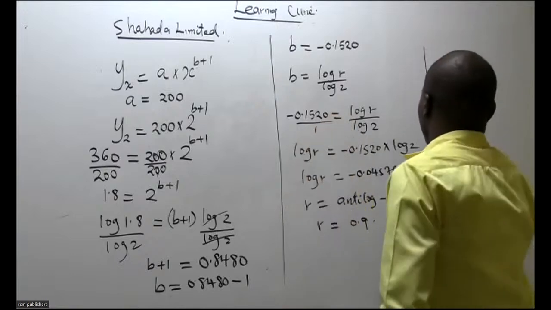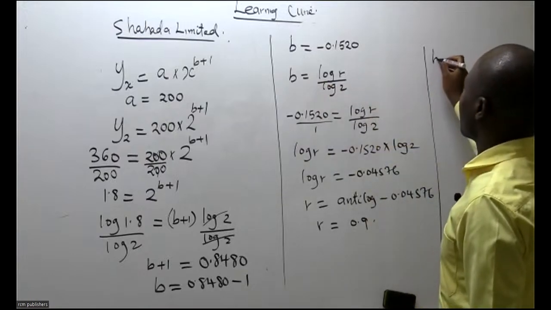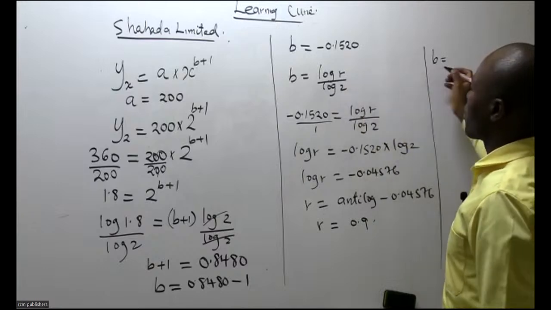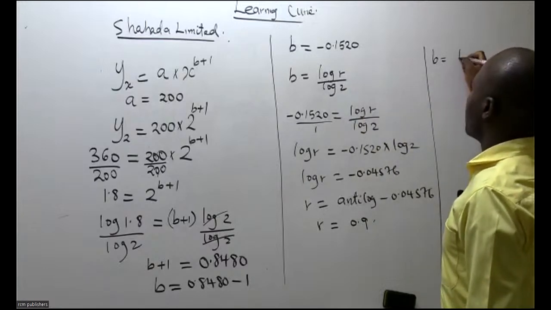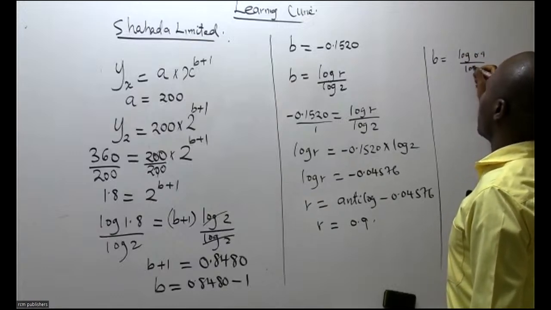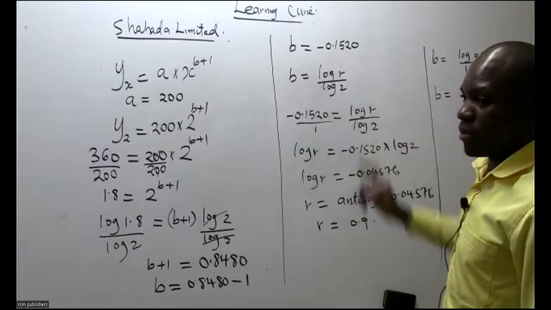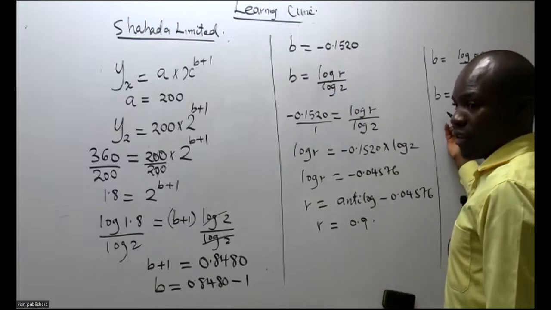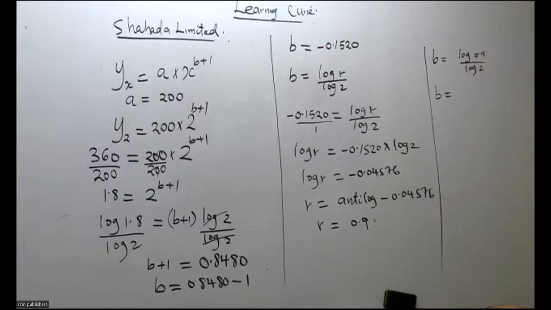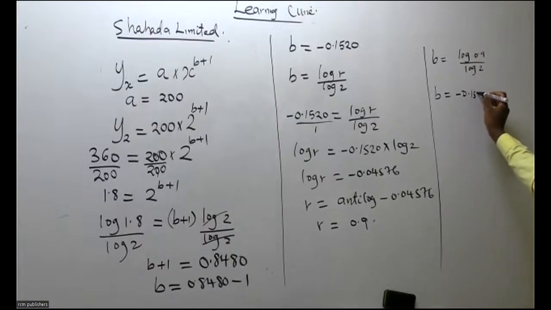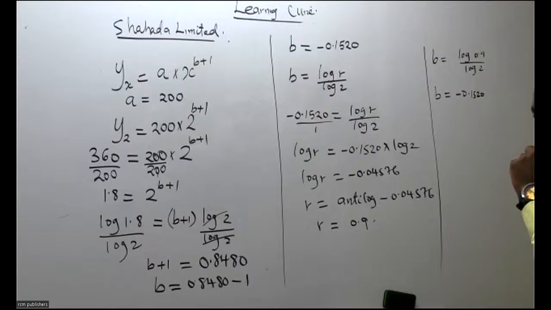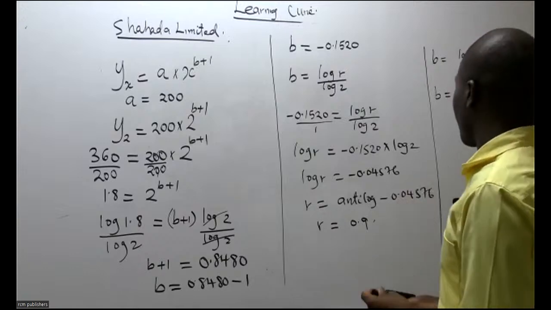You can even confirm. Remember how you are getting B: just take your log, just say log 0.9 divided by log 2. Then confirm if you're getting the value of B as this one here. Is it giving you something close to that? Yes, good. So that's what you are required to do.